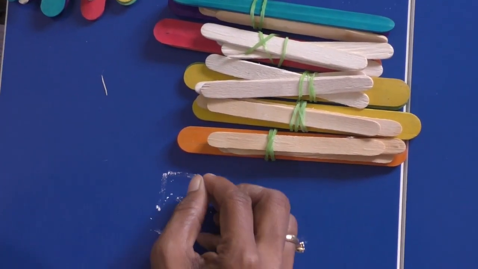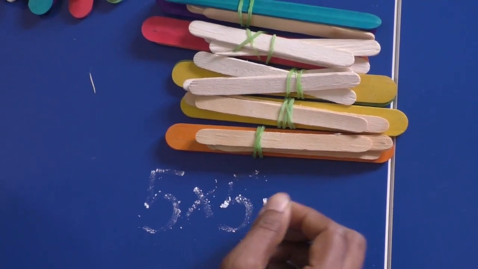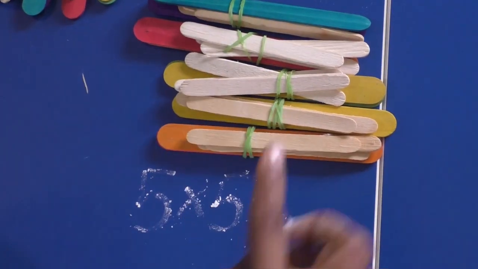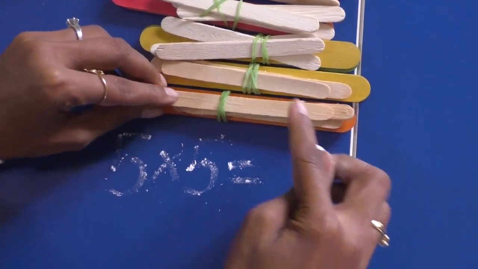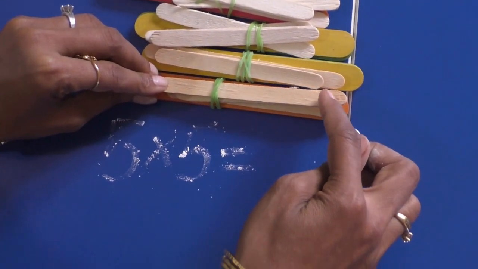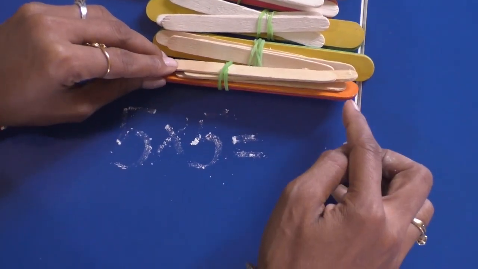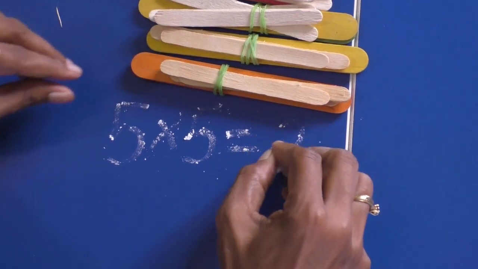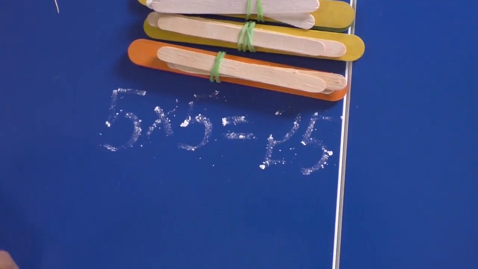So 5 into 5, in each group. So 4 groups, it was 20. So 5th group, add 5 more. So after 20, 21, 22, 23, 24 and 25. So 5 into 5 is 25.